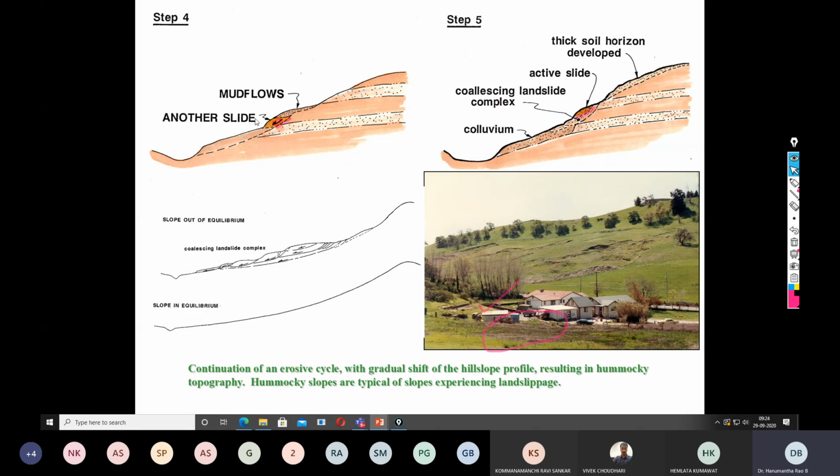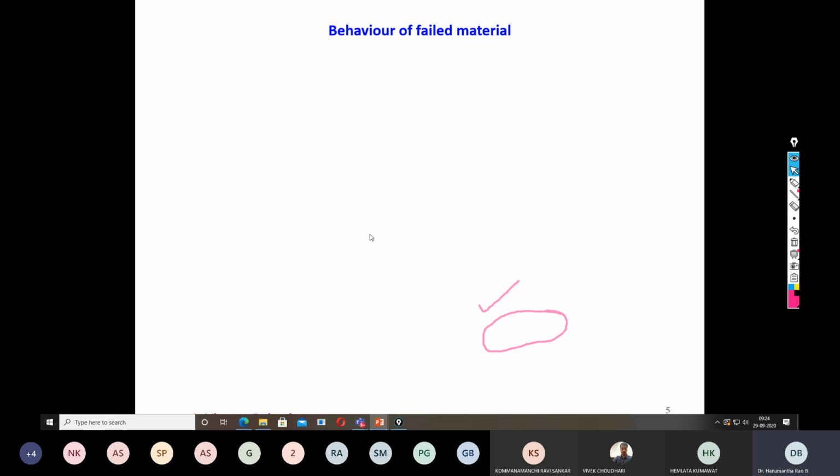So there could be a landslide, or there could be a mud flow, or there could be a debris flow, and so forth. So this is a real life picture of how the slope has undergone some kind of a landslide. So this is the perfect example. This is some important information about landslides which we should be aware of.